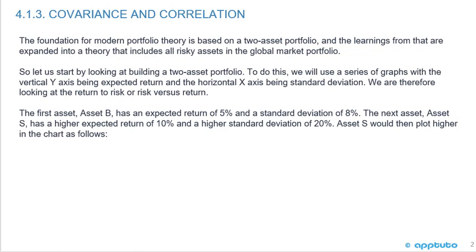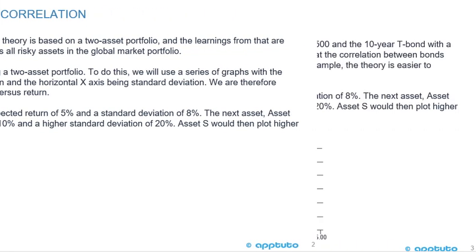To do this, we'll use a series of graphs with the vertical y-axis being expected return and the horizontal x-axis being standard deviation or risk. We're therefore looking at the return to risk, or risk versus return. The first asset, asset B, has an expected return of 5% and a standard deviation of 8%. The next asset, asset S, has a higher expected return of 10% and a higher standard deviation of 20%. Asset S would then plot higher in the chart as follows on the next slide.